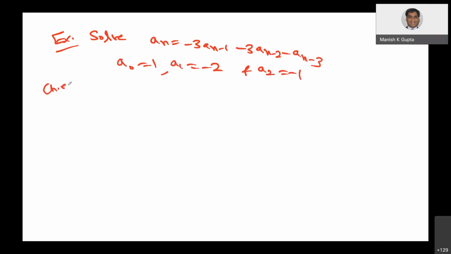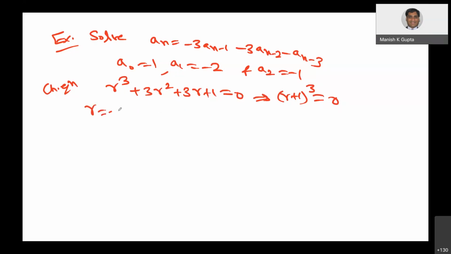So we know that the characteristic equation, we can write it down. It will be r cube plus 3r square plus 3r plus 1 is equal to 0. This implies that (r plus 1) whole cube is equal to 0. So r is equal to minus 1 is a root of order 3, repeated 3 times, right? Order 3.